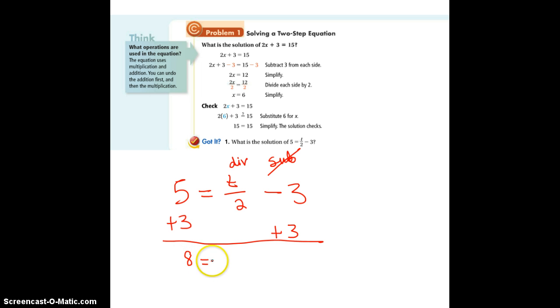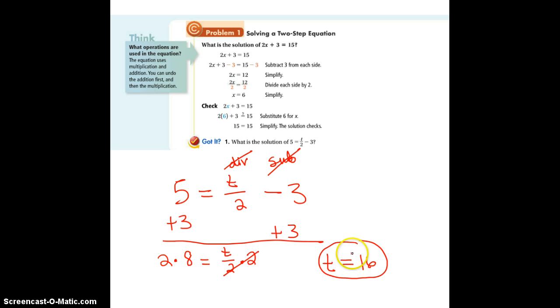So 8 is equal to t over 2. To get rid of the division, we do the opposite. We can multiply by 2. The 2's cancel out. They equal 1. And we get our final answer, which is t equal to 2 times 8 is 16.